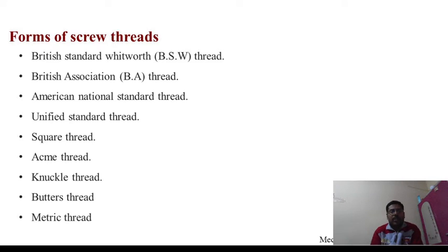Next one is square thread. Square thread means the surface is cut in a square shape. Like square threads, we also use acme threads, V-shaped threads, knuckle threads, buttress threads and others. These are all the types of forms in screw threads. This is the main purpose of using screw threads.